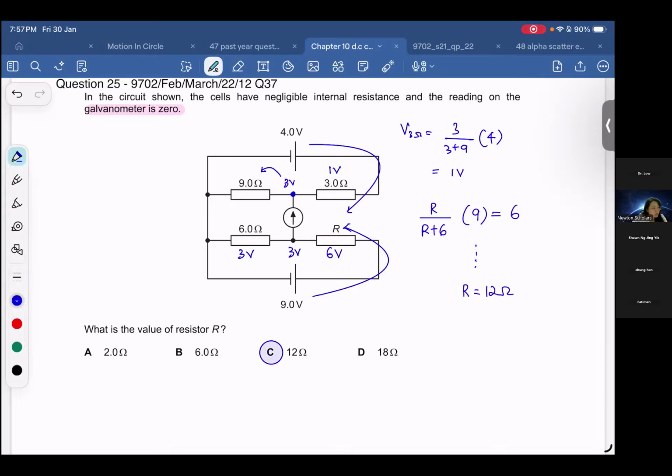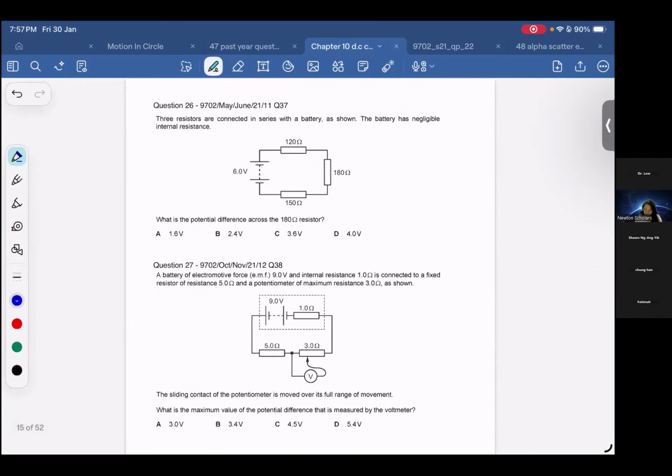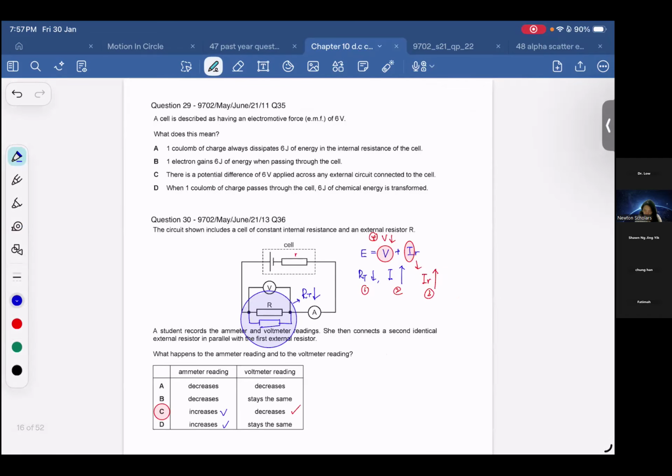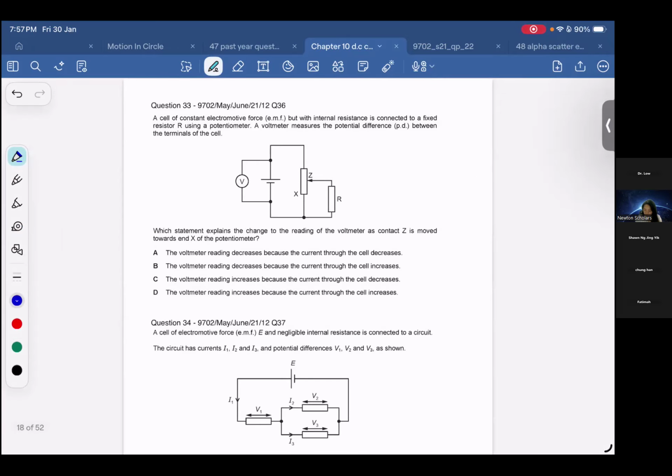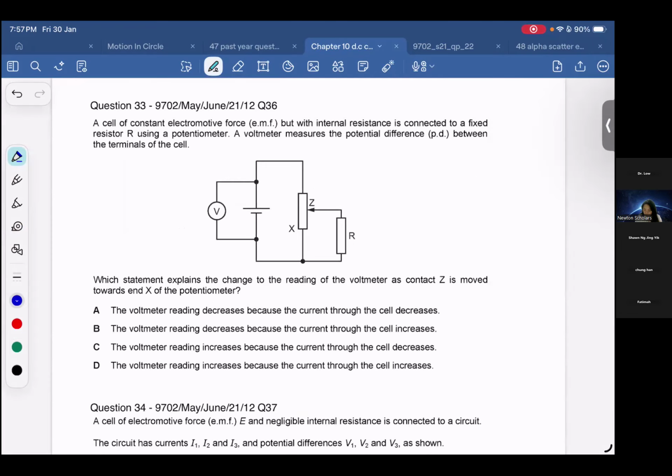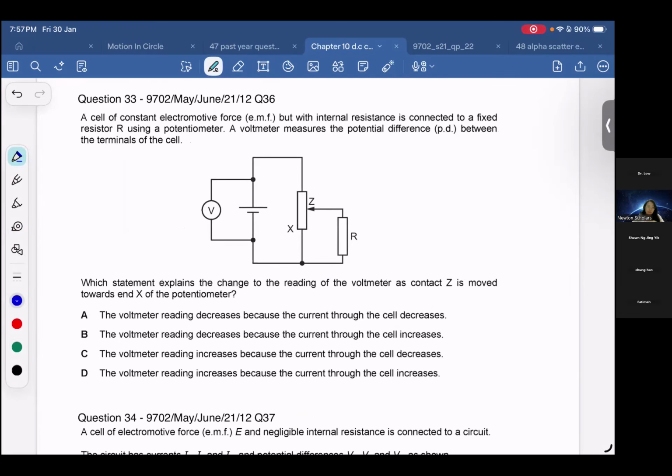Okay, boys and girls, we go to question number 33. This whole set, after that you complete by yourself. Then if you're facing any problem, you WhatsApp me. I will show you the working. So question number 33. Can you try? Whilst I need to find my battery for my mouse. So you try first.